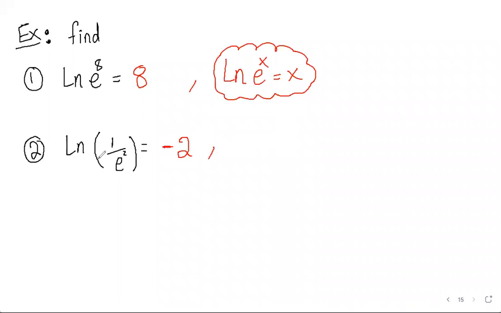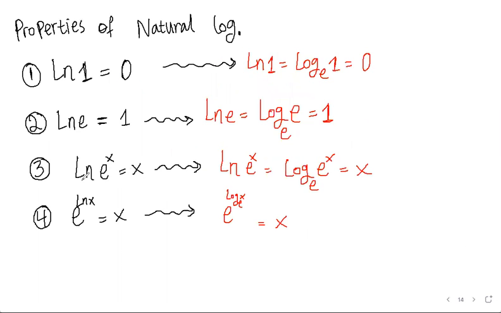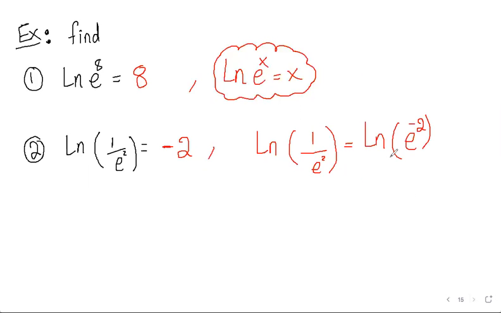Let me tell you why. Because ln of 1 over e to the power 2 is exactly ln of e to the -2. And by using the property that ln of e to the x equals x, ln of e to the -2 is exactly -2. So the answer is -2.